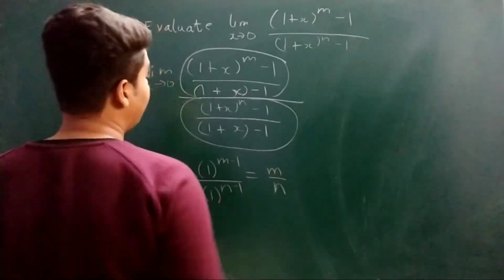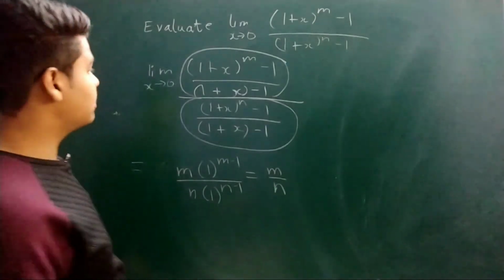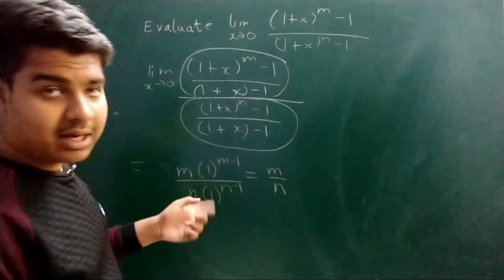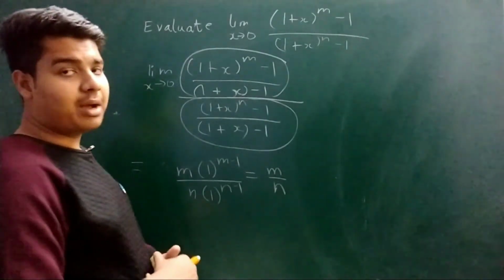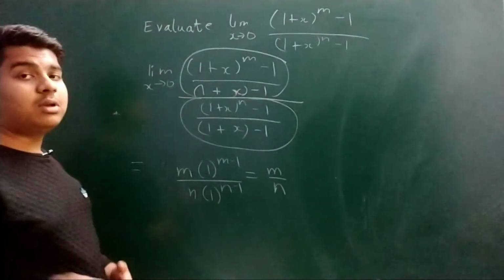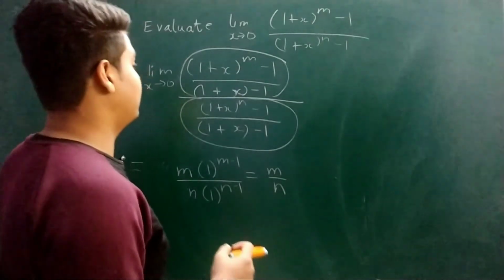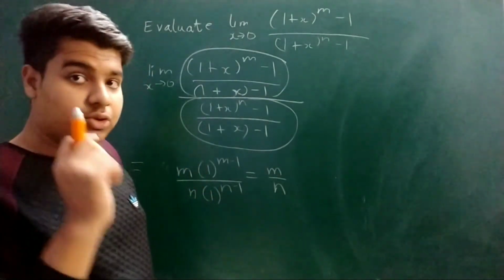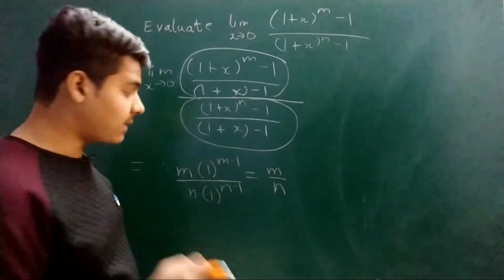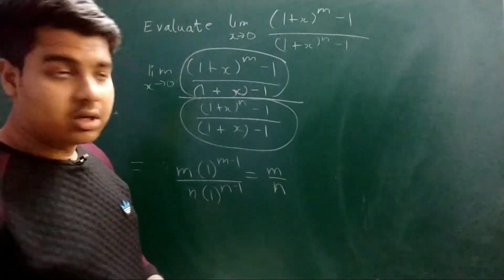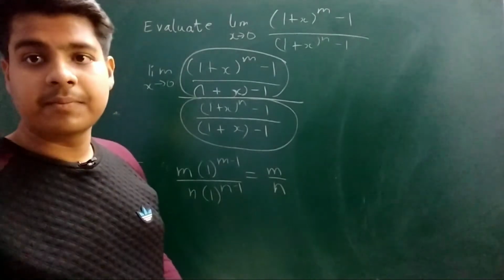This is the solution, and it was done in seconds because we remembered the formula: x to the power n minus a to the power n upon x minus a is equal to n a to the power n minus 1. So that formula is very handy and very simple. Please remember this formula especially, as it will help you a lot through this chapter. So moving on, let us discuss the next question.